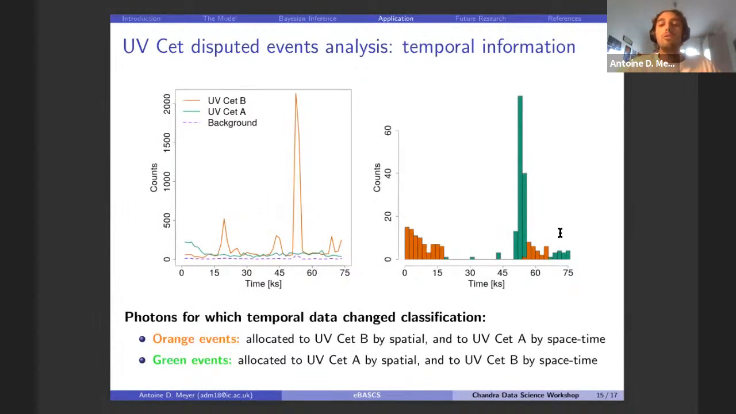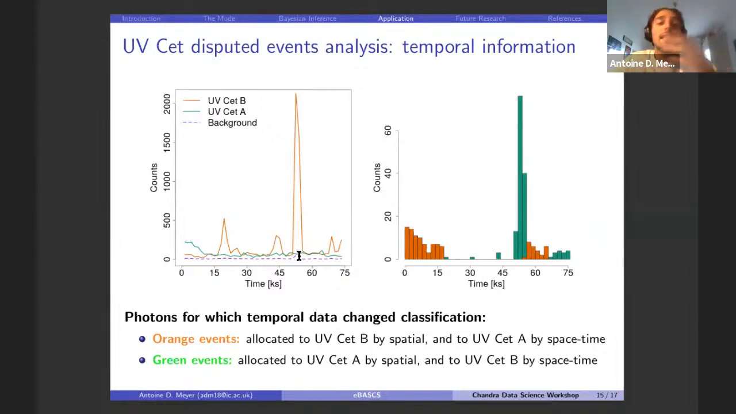All these events that were moved from UV-Set A to UV-Set B when adding the temporal information were all detected at a time that is coincident with UV-Set B's flare. So those are the green bars in this plot. And so this contamination from UV-Set B on UV-Set A is now removed by the spacetime model, because as you can see, the light curve as allocated by spacetime of UV-Set A does not contain the spike of intensity during UV-Set B's flare at this moment.